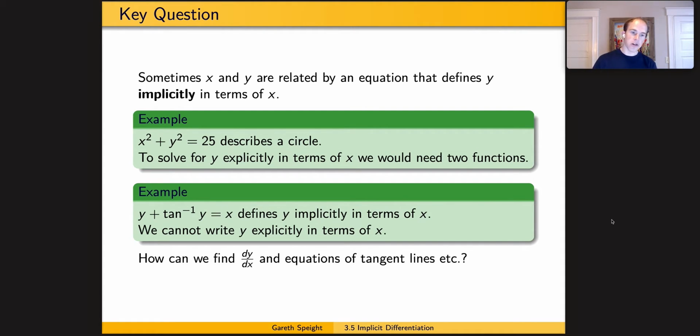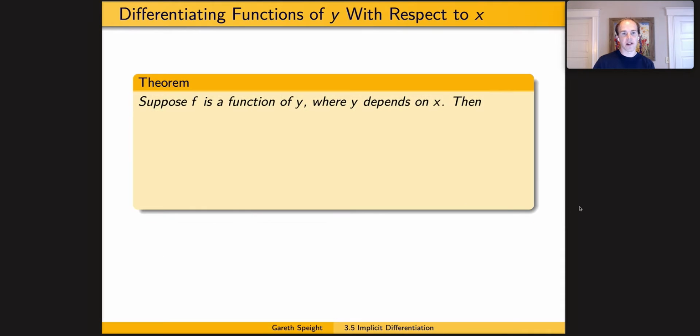So what is the idea? Well, the key idea is that we're going to differentiate both sides of the equation with respect to x and then solve for dy over dx. So what does that mean? Okay, we see here we have things like y squared and we have arctan y. So how can we differentiate these with respect to x? So that's our next task, to understand how we differentiate these functions of y with respect to x.